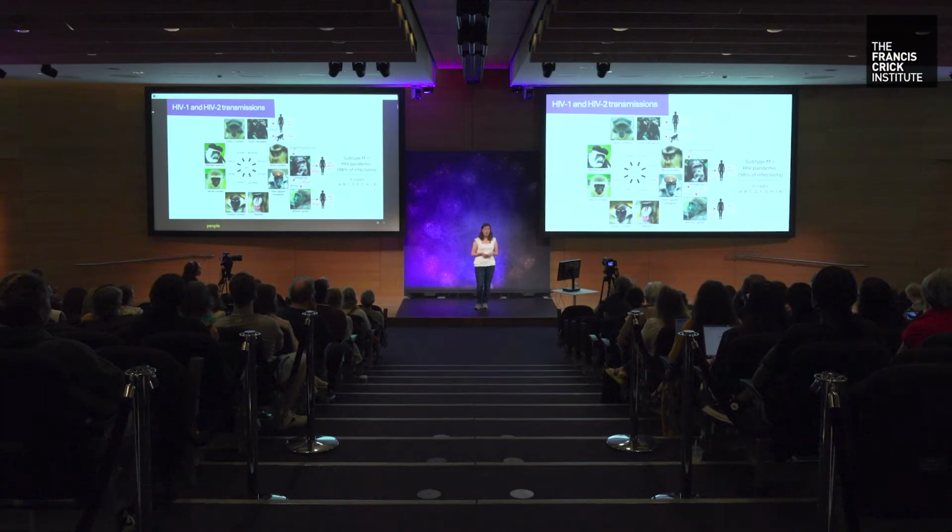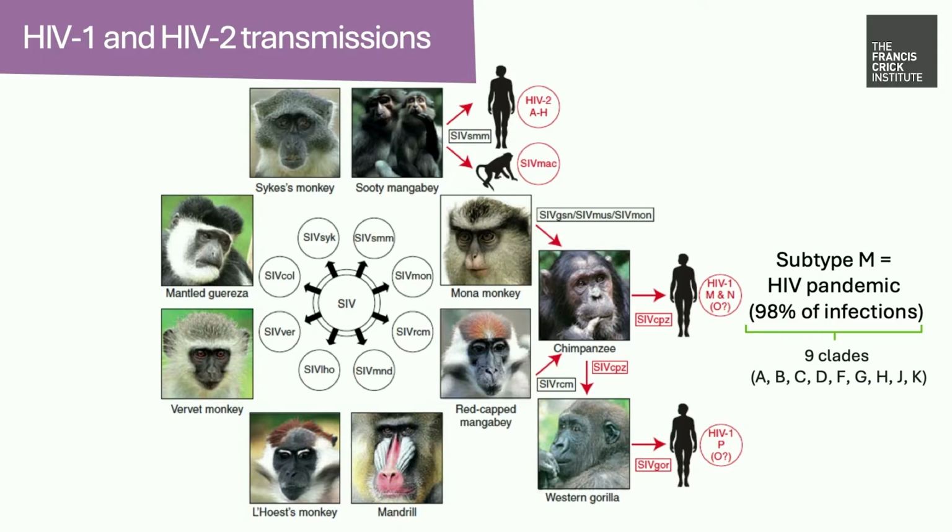So 98% of the HIV infections around the world have actually come from one transmission event, just from one virus that passed from a chimpanzee into a human. It's now diverged and spread, and we can separate this subtype M, which stands for main, into 9 different clades, and we give those letter names. And these clades are actually geographically distributed.